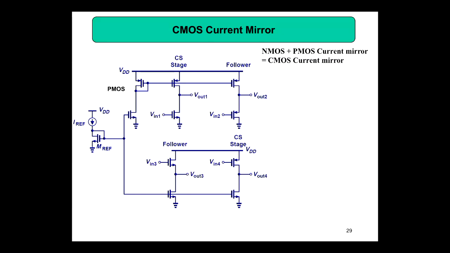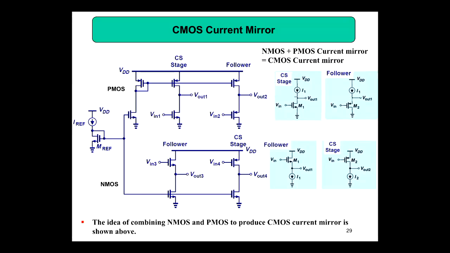So that is the PMOS part, and that is the NMOS part. When we connect the NMOS and PMOS parts together, we get CMOS. So that's how we will be using CMOS. The idea of combining NMOS and PMOS to produce a CMOS current mirror is shown above. So that's how in the chip we will be doing the biasing. And I think that is the current mirror.